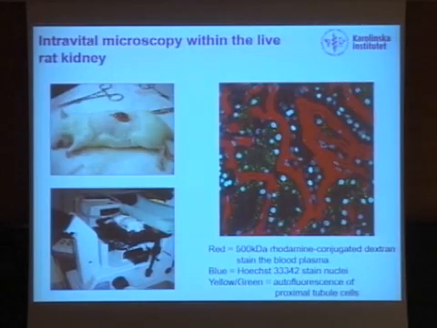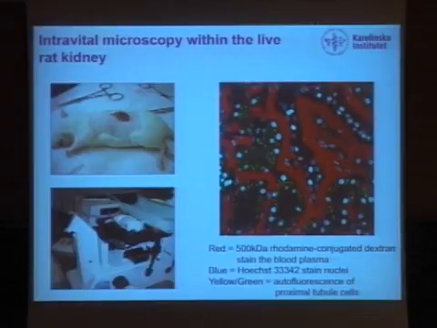Now, this animal we put up on the microscope stage with the kidney in a little dish. And so we can now image this on the microscope because we are injecting different dyes, and that is shown to the right. Now, in red, you see the rhodamine-conjugated dextran, which is large enough that it is not filtered through the glomerulus. And that is why the red outlines the blood vessels.